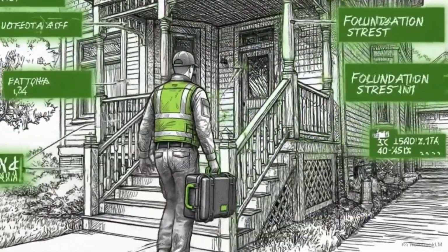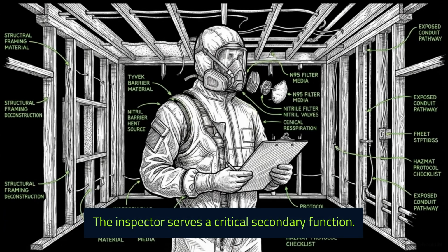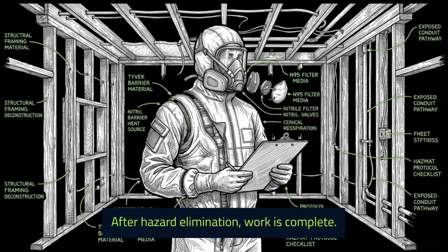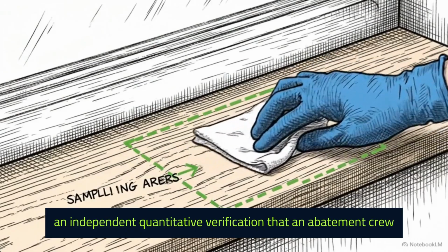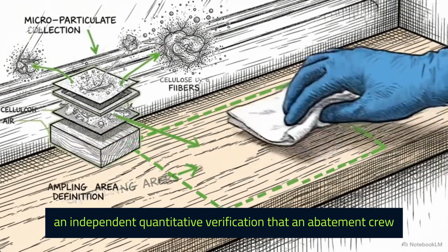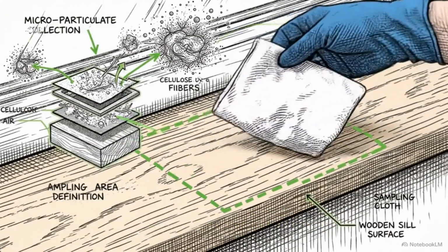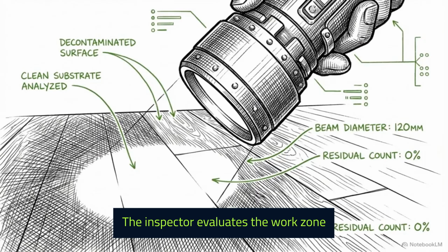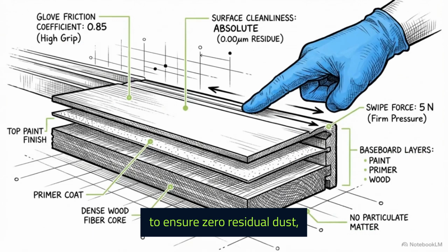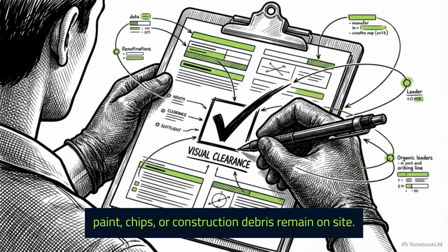Beyond the initial mapping of a structure, the inspector serves a critical secondary function after hazard elimination work is complete. This is the clearance examination, an independent, quantitative verification that an abatement crew successfully neutralized the lead hazard. Clearance begins with a rigorous visual assessment. The inspector evaluates the work zone to ensure zero residual dust, paint chips, or construction debris remain on site.